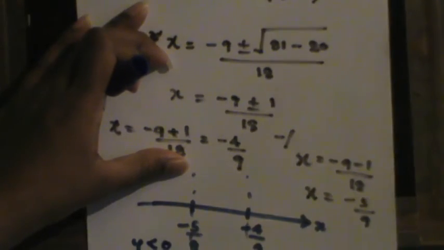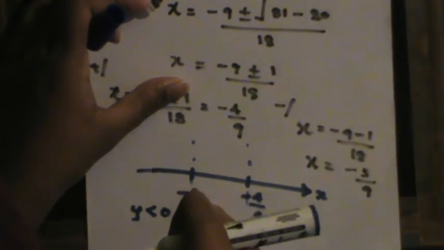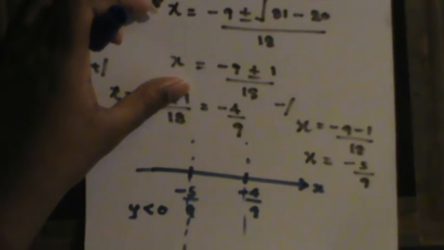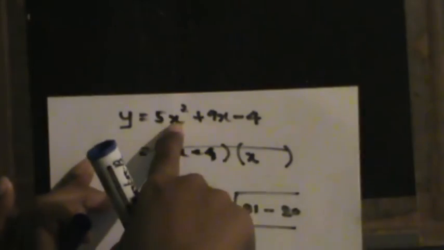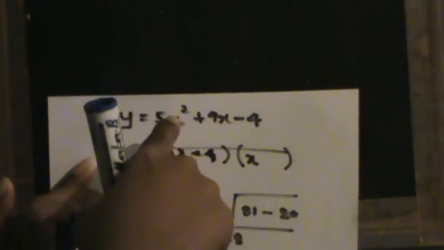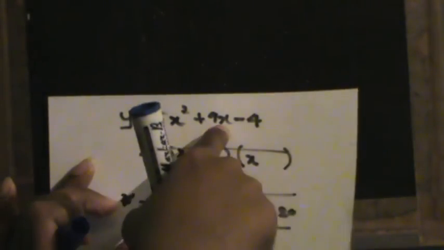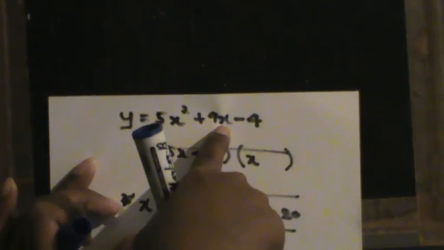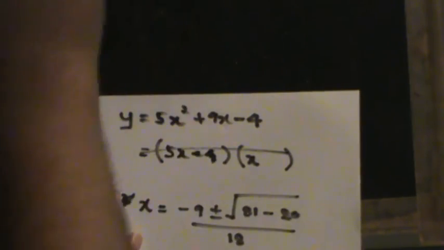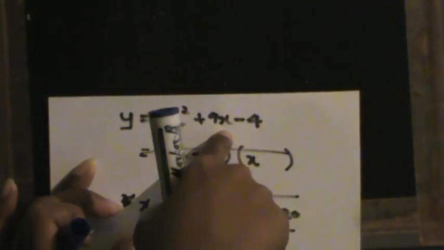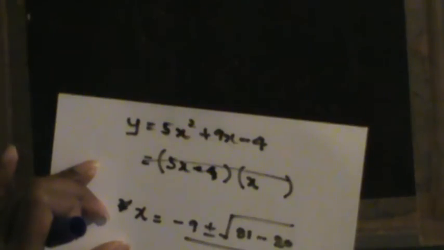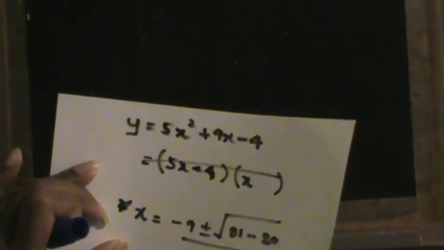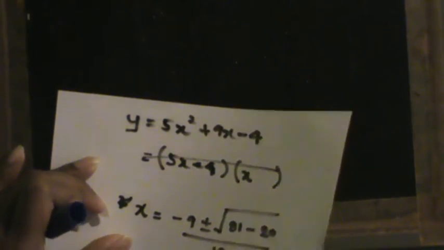When you substitute some value between the two roots, say minus 0.4, half, right, minus half. When you substitute minus half, minus half squared will be plus 1/4. So that multiplied by 5 will be 5 by 4. Here will be 9 times minus half, which is minus 9 by 2. Here will be minus 4. So it will be 5 by 4 minus 9 by 2 minus 4. Minus 9 by 2 is also equal to minus 18 by 4. So 5 by 4 minus 18 by 4 is minus 13 by 4. Minus 13 by 4 minus 4 will be minus 8. So that will be negative.